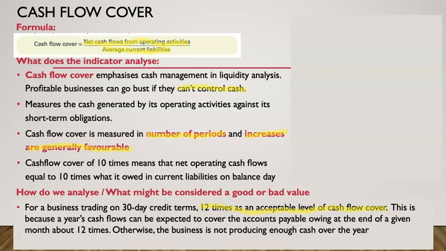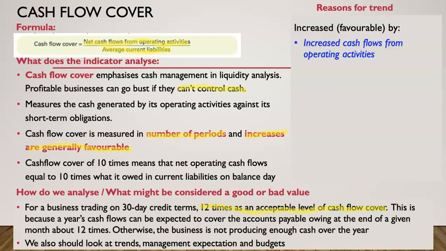This is because a year's cash flows can be expected to cover the accounts payable outstanding at the end of each given month. Otherwise, the business is not producing enough cash. Because remember, it's average current liabilities over the net cash flows. So each month, we're going to have to keep paying off our liabilities to keep it at the average level. So we need 12 times. But again, we're going to look at trends, expectations, and budgets.